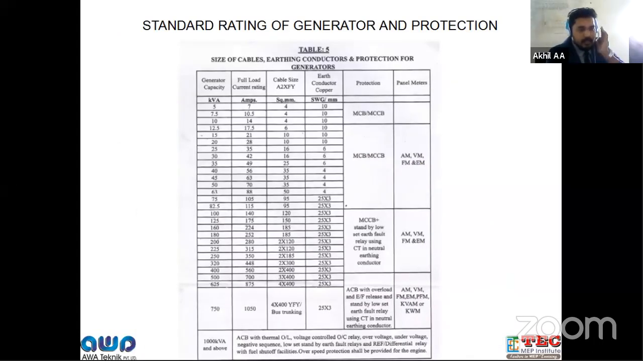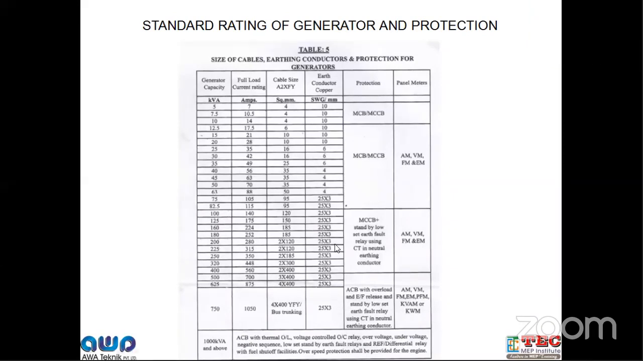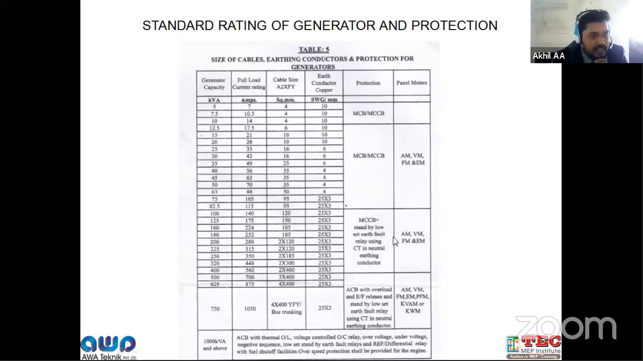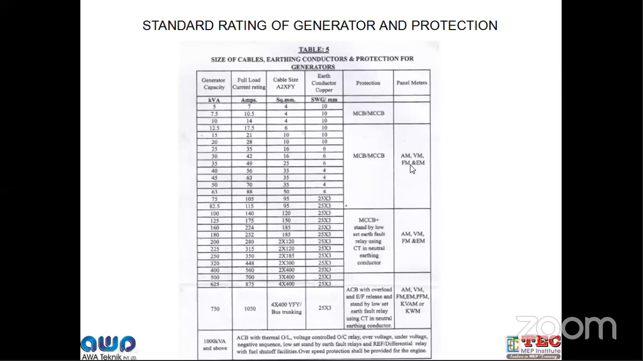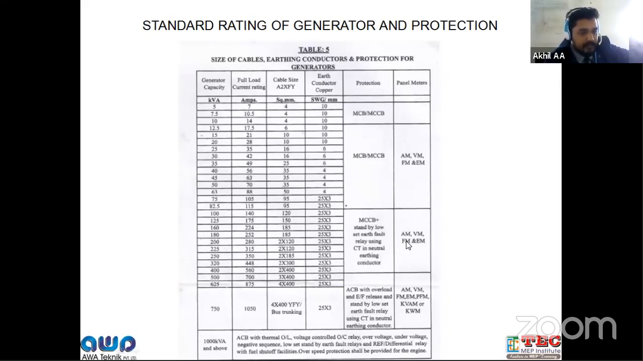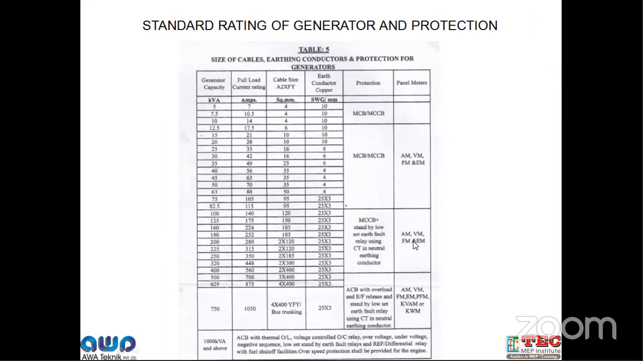Okay. So for generator sizes from 100 to 400 kVA, you can see the protection is MCCB plus a standby low set earth fault relay using a CT in the neutral. These are the protective measures for generators of 100 to 400, and these are the panel meters: ammeter, voltmeter, frequency meter, and energy meter.